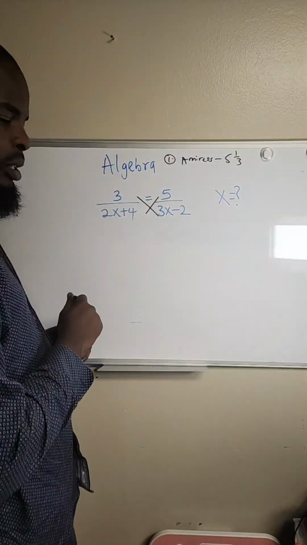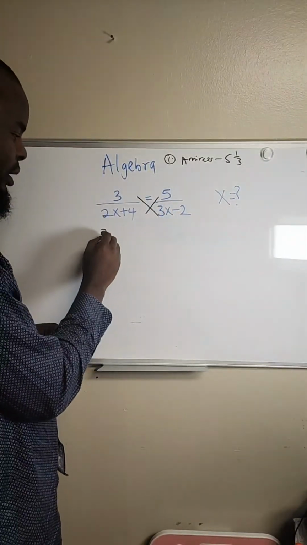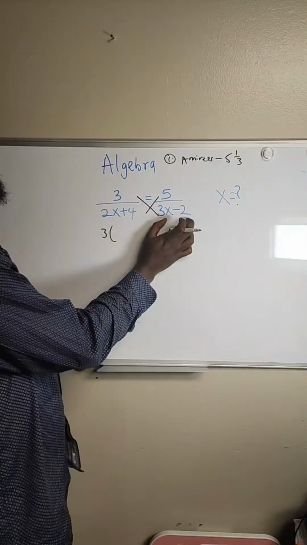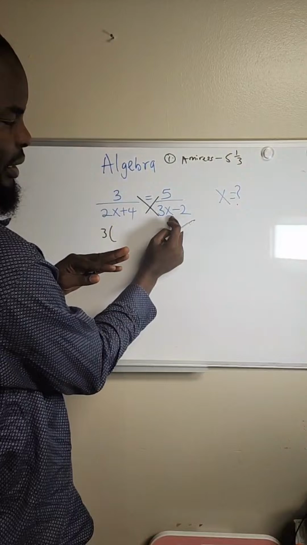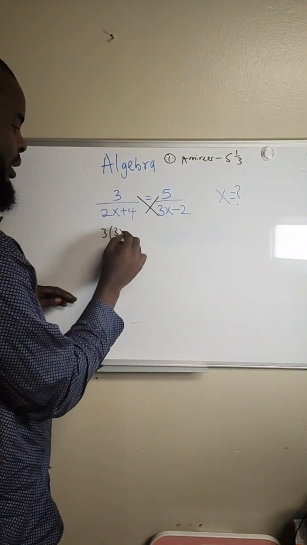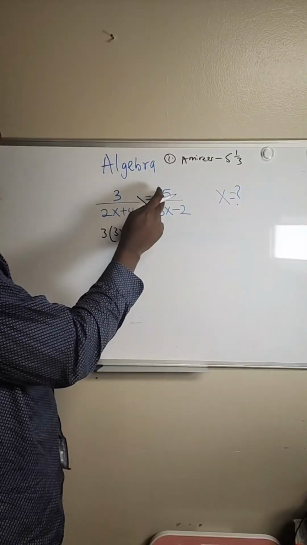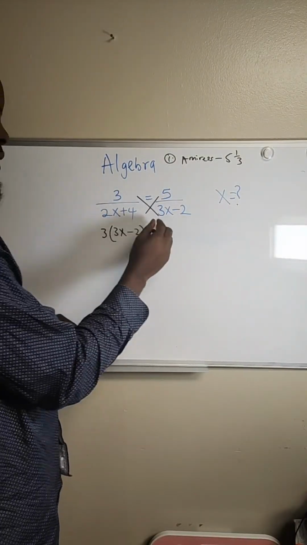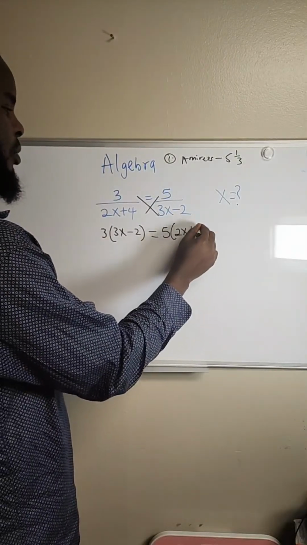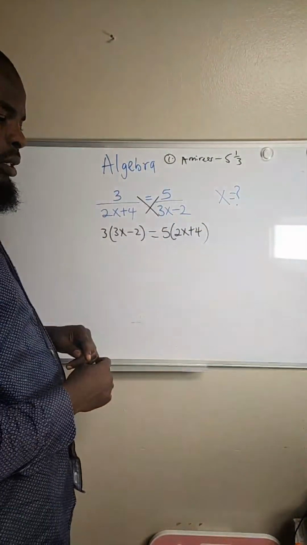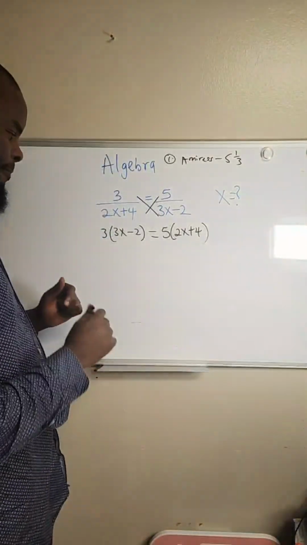So what do I mean by cross multiplication? This is going to multiply this. That is, your 3 is multiplying everything you have here. So your 3 is multiplying this, which is 3x minus 2, equals your 5 multiplying this. So we have 5 multiplying 2x plus 4.